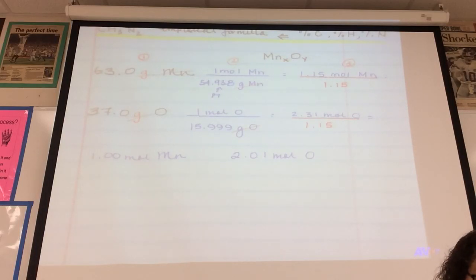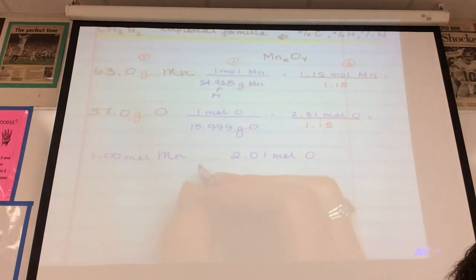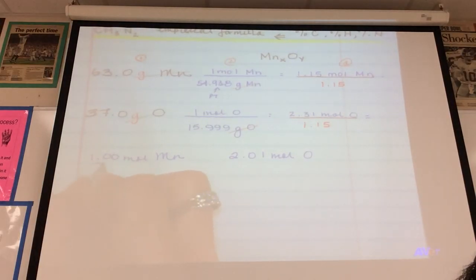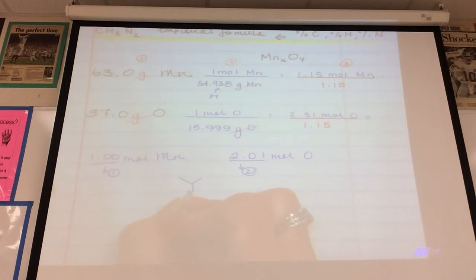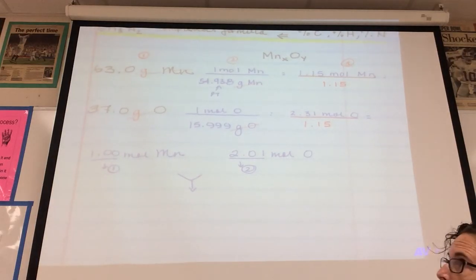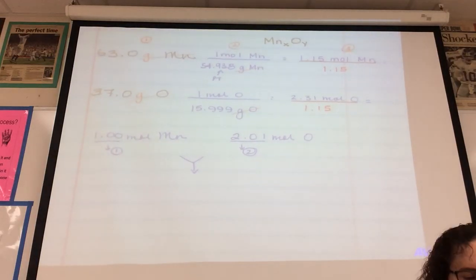The last step is to write the empirical formula. This number is within 0.05. Actually, it's essentially a whole number. So this is 1. This is within 0.05 of a whole number. So this is 2. And now we're going to use that information to write our empirical formula.